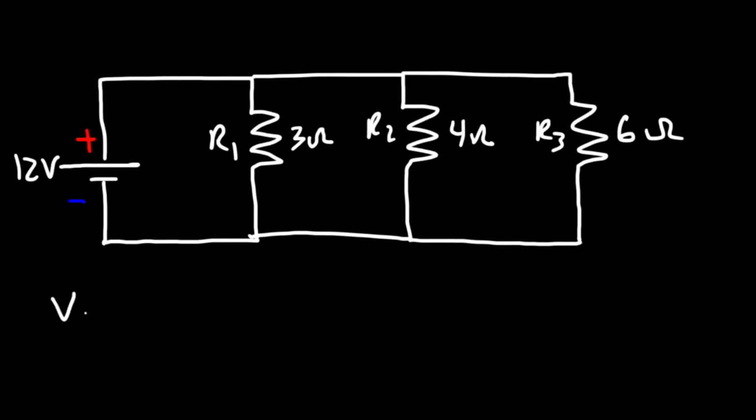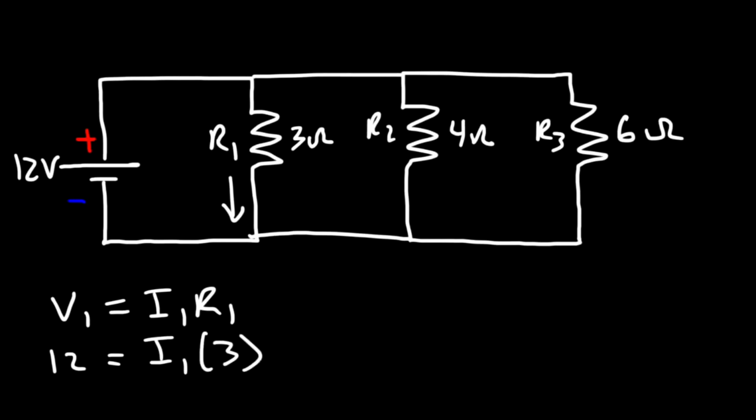So we can use this formula: V1 is equal to I1 times R1. Remember, in a parallel circuit, the voltage across the resistors connected in parallel is the same. But in a series circuit, the current flowing in the resistors that are connected in series will be the same. In this case, V1 is 12 because we have 12 volts connected across R1. To find the current flowing through this resistor, R1 is 3, so the current is going to be 12 divided by 3. So we have a current of 4 amps flowing through R1.